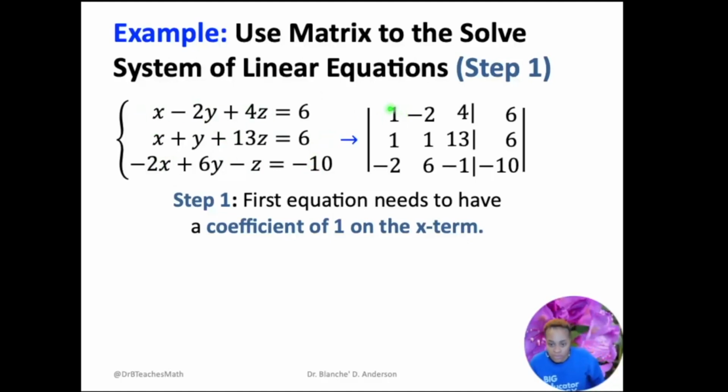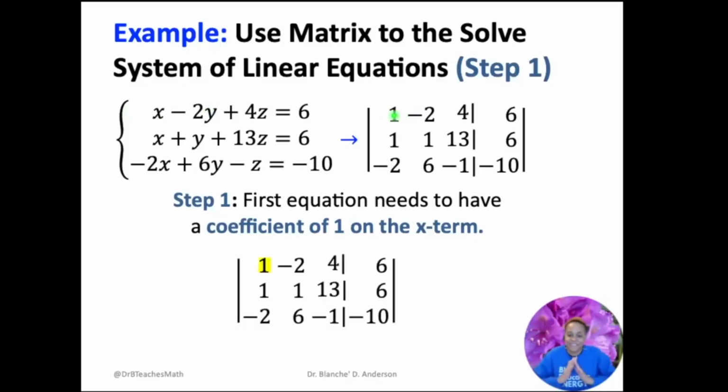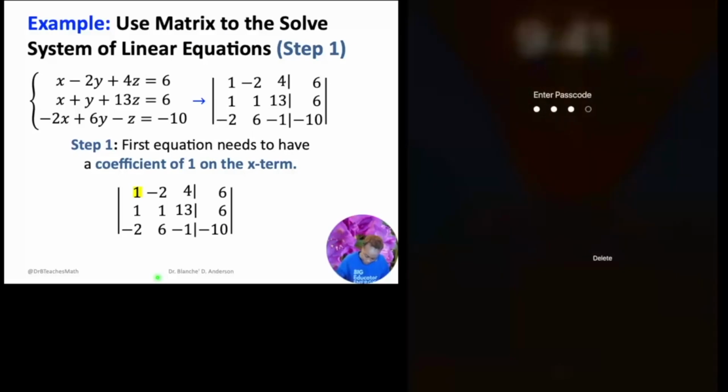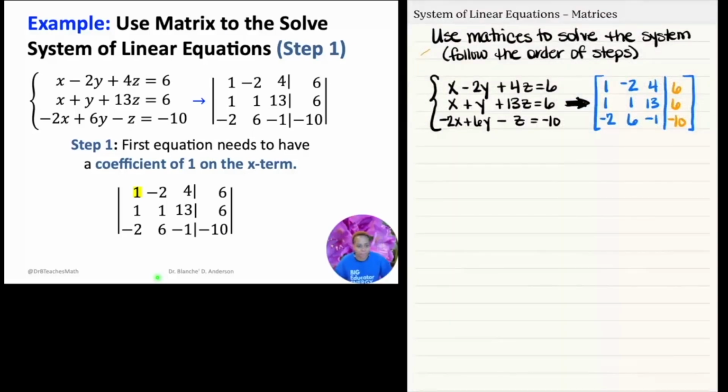So we want the coefficient on the x term to be 1. Well, it's already 1, so we're doing good. So step 2, remember the steps, we're supposed to be eliminating the x term from equation 2 and equation 3. Let me switch to my iPad so we can look at it together. So I have it written here.